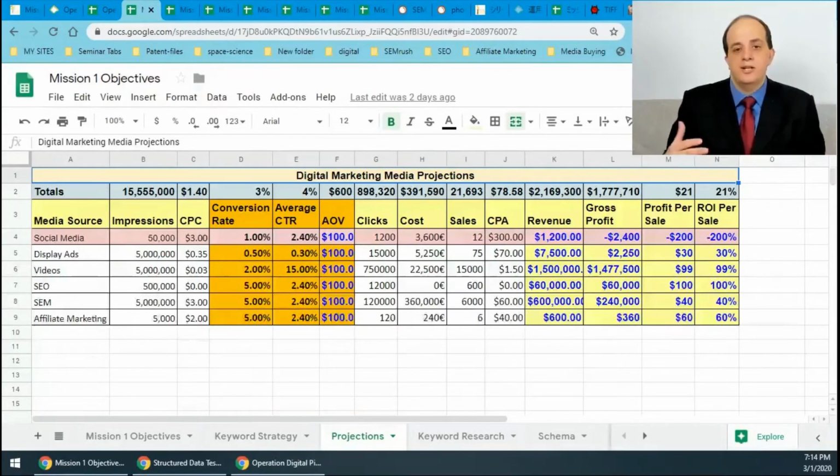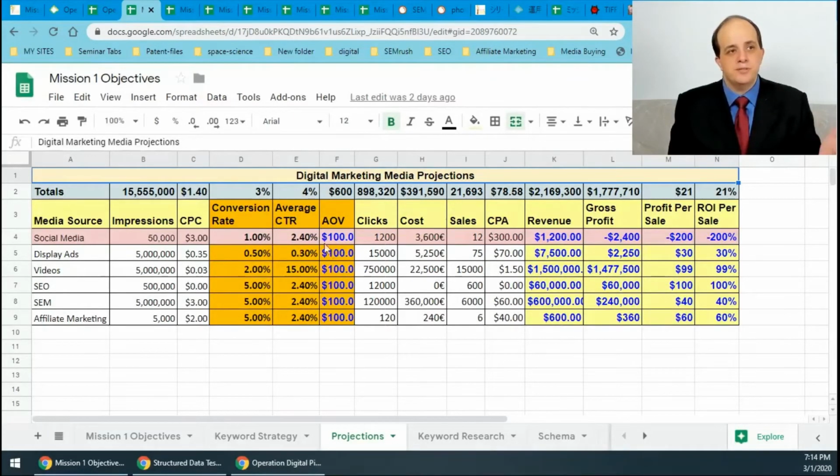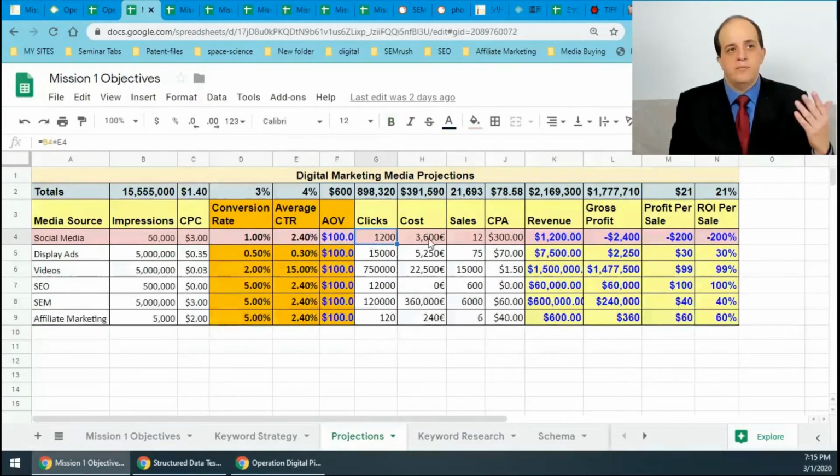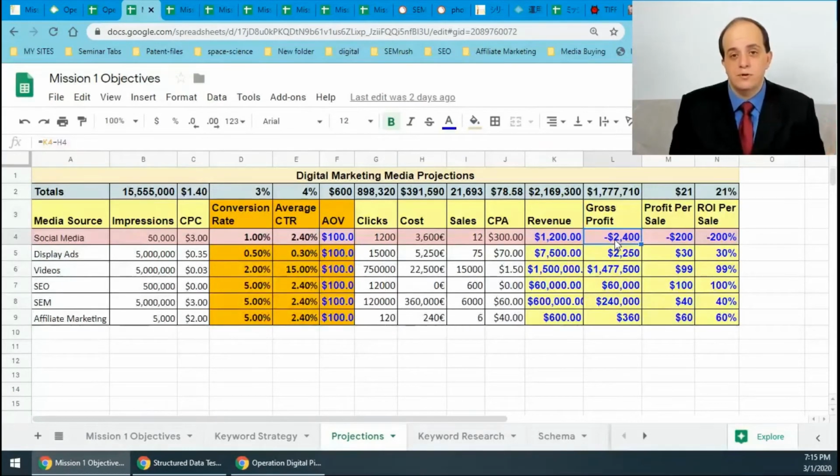And then we have the click-through rates. Again, it's different with each media source, and you're going to be discovering this during the class, depending on which of these media sources works best for your company. Some of them you're going to decide are really bad, like social media, for example. In this particular example, I made sure that the reality of social media on LinkedIn at $3 per click and a very low conversion rate on LinkedIn will deliver a negative return on investment. You'll end up losing $2,400 instead of making money because you're going to spend up to 3,600 euros or dollars.